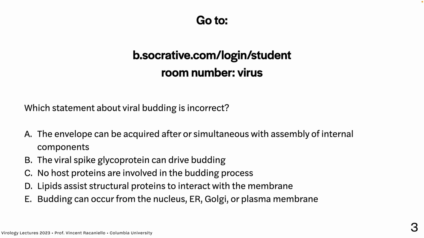All right, our last question is, which statement about viral budding is incorrect? A, the envelope can be acquired after or simultaneous with assembly of internal components. B, the viral spike glycoprotein can drive budding. C, no host proteins are involved in budding. D, lipids assist structural proteins to interact with the membrane. Or E, the viral membrane can be acquired from the nucleus, ER, Golgi, or plasma membrane.